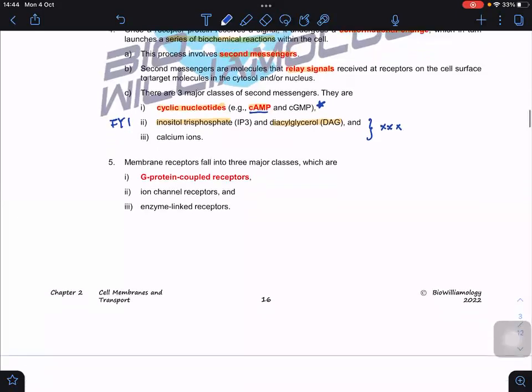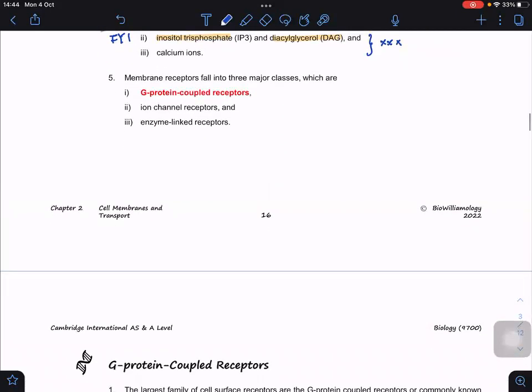Membrane receptors can also be divided into a few classes, and our topic will focus on the G protein coupled receptor, or GPCR. G protein coupled receptor means that this receptor is linked together with a G protein. So the activation of the G protein allows a series of reactions to take place here.